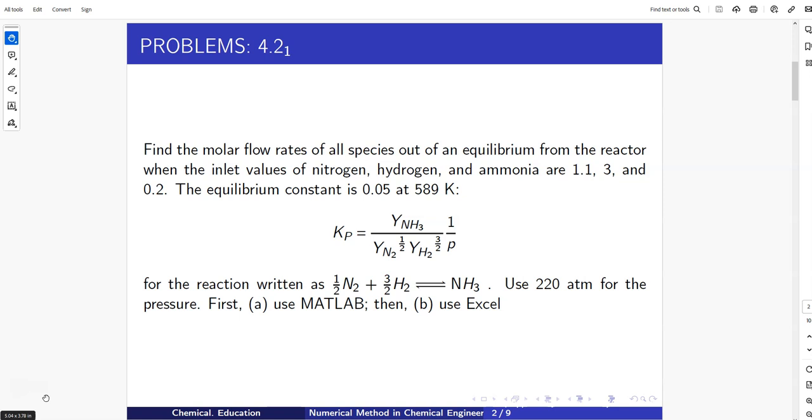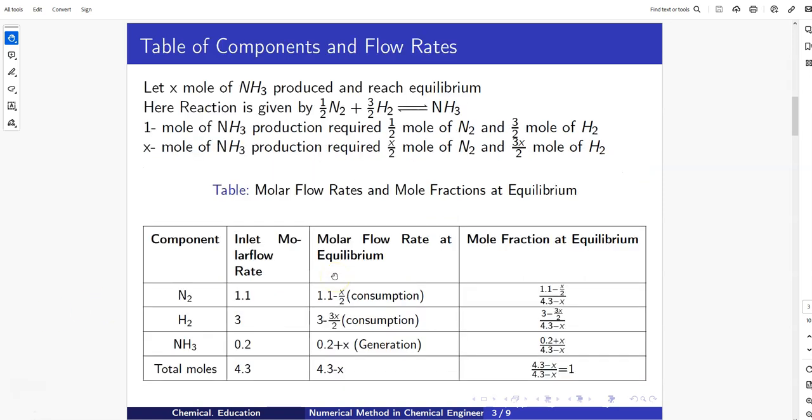We have to solve this problem. First use MATLAB, for which I have already uploaded the videos. Now today I'll show you how to use Excel. Before that, let X mole of ammonia be produced at equilibrium. The reaction is half nitrogen and 3 by 2 hydrogen producing 1 mole of ammonia. From the reaction stoichiometry, 1 mole of ammonia production requires half mole of nitrogen and 3 by 2 moles of hydrogen. So here we are considering X mole of ammonia produced and reached equilibrium.